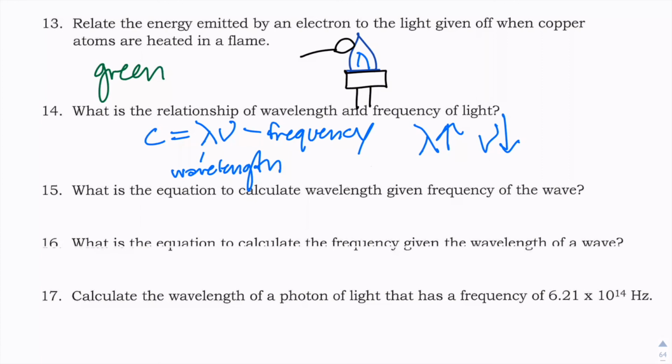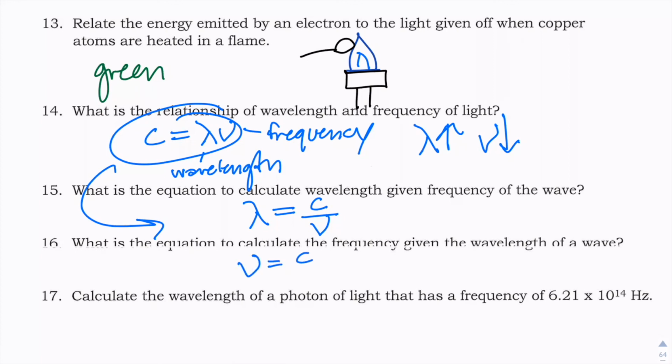So what is the equation to calculate wavelength given frequency? That's right here. What is the equation to calculate frequency given the wavelength? You can kind of rearrange these if you want. So if you have wavelength, that's going to be speed of light divided by frequency. If you're given the wavelength and you want to find frequency, it'd be speed of light divided by the wavelength.